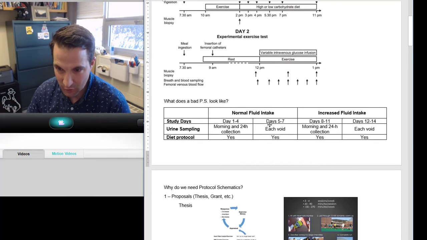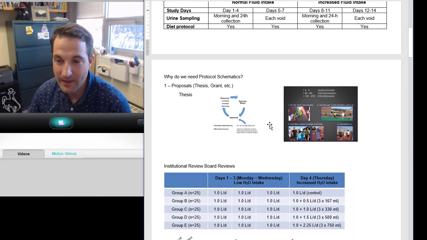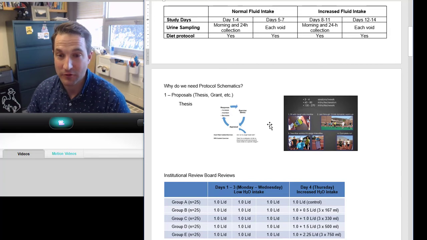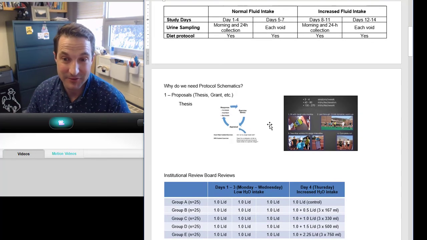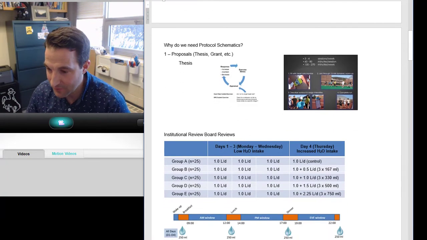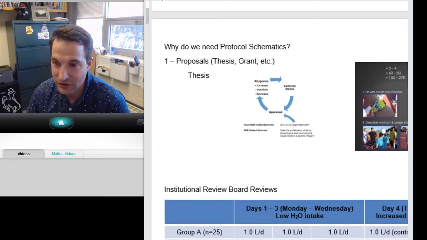Okay, so let's move on a little bit. So we've covered kind of what is a protocol schematic overall and some examples of some good ones and some bad ones. Now let's move on to why we need these. So here's an example from my dissertation right here.